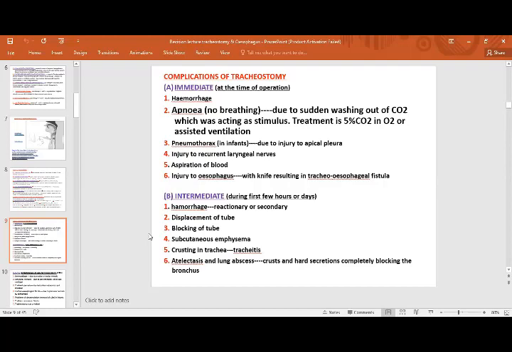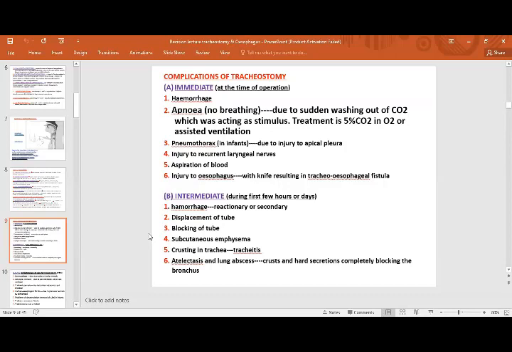And what is the treatment? Because this condition would occur in the theatre. The treatment is 5% carbon dioxide in oxygen or assisted ventilation. Pneumothorax in infants is due to injury to the apical pleura. The apical portion of the lung is very close to the trachea. And another complication is aspiration of blood or injury to the esophagus. If we go down, then we could injure the esophagus.